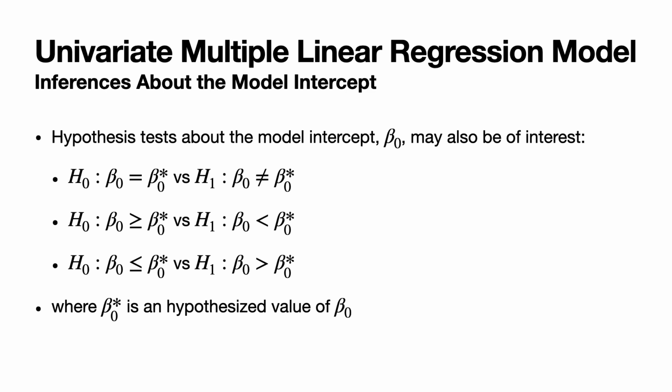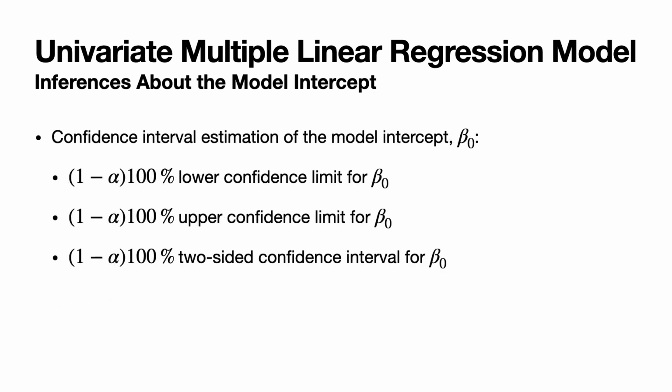In some cases, the hypothesized value may be 0, but when testing hypotheses about the intercept, that's not as common. In general, hypothesis tests about the intercept are not as common as hypothesis tests about the slopes, but in some situations they are relevant. And then finally, we could also construct a confidence interval for the intercept, if that would be relevant in a given situation.